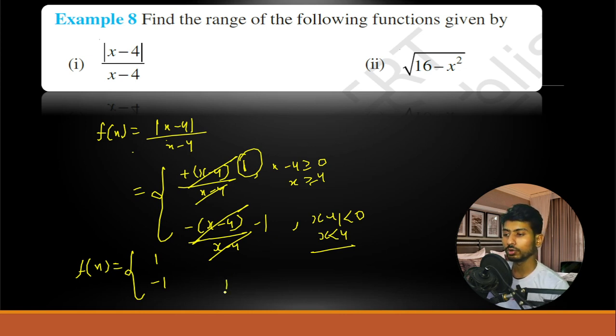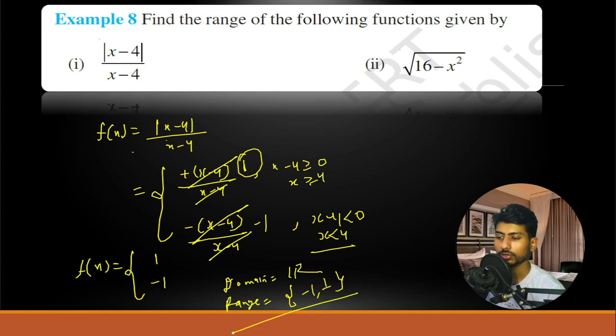So what can be the domain? Domain can be anything, all real numbers. And what is the range? The range is basically 1 and minus k1, because you are not getting any value which is different from 1 and minus k1. Outputs are 1 and minus k1. Understood?